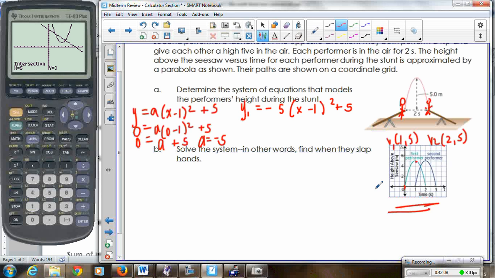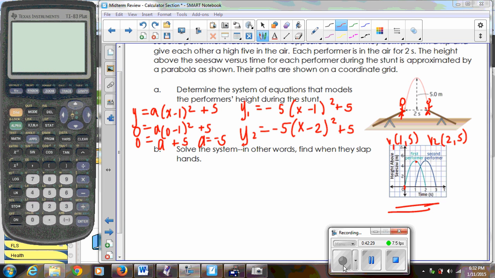The second performer, notice that their graphs are parallel. So I don't have to solve for A again. I know for the second performer, the A value is also going to be negative 5. But the vertex is going to be a little bit different. It's going to be x minus 2, the quantity squared, plus 5.